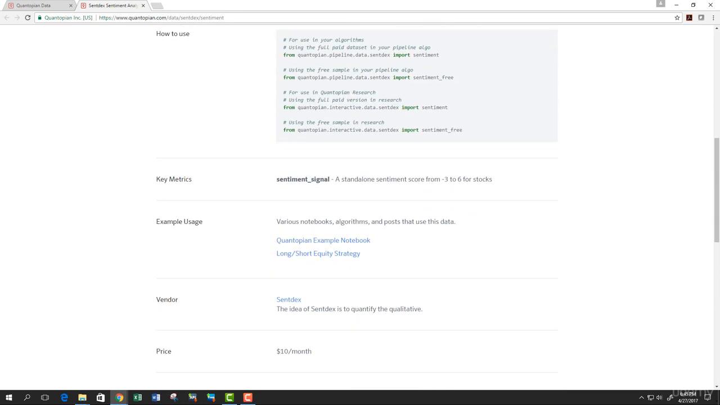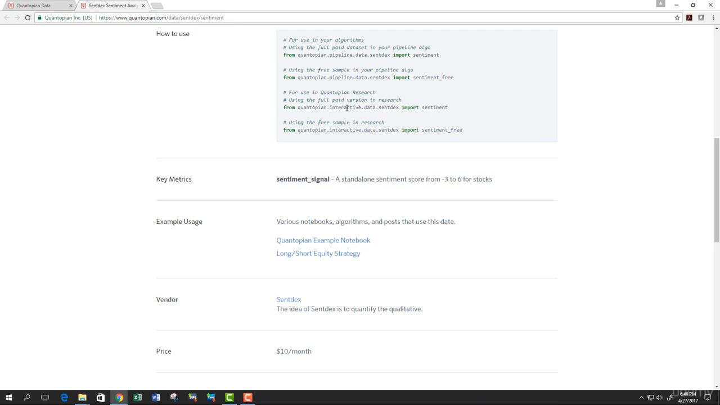Now, how do we make use of this? We can first of all import it. We're going to explore this within the actual Quantopian research environment first before we port it through to the algorithm. Within the Quantopian research, if you are using the full paid version, this is the line that you use. If you are using the free sample in research, this is the line that you use. Here you import the sentiment. In this one you import the sentiment free. In the algorithms, if you are using the fully paid version, you would use this.